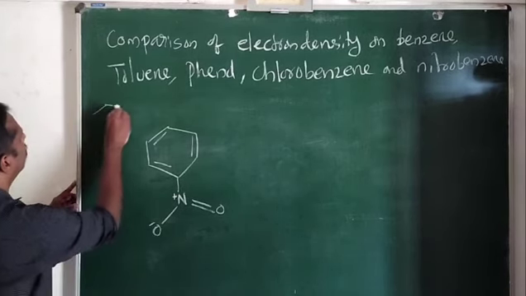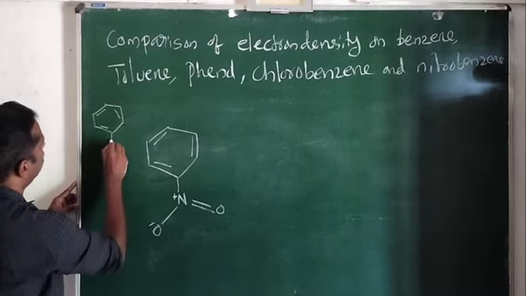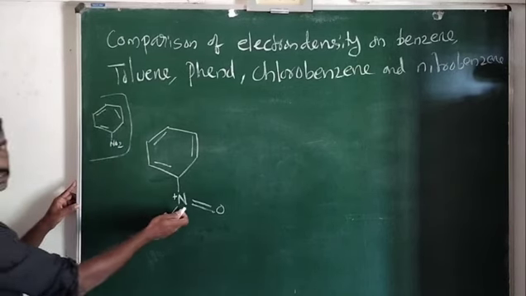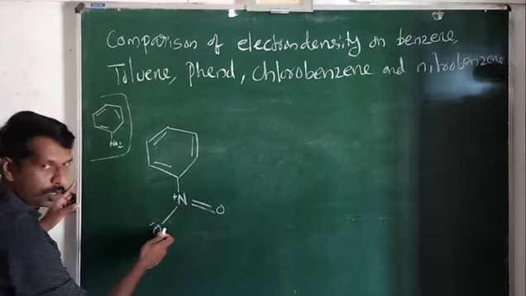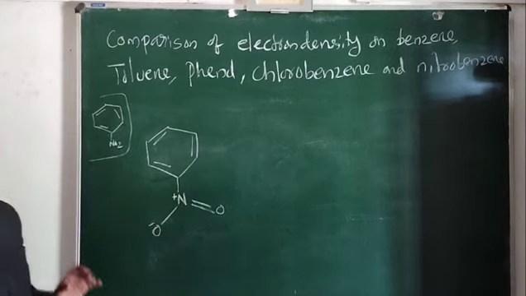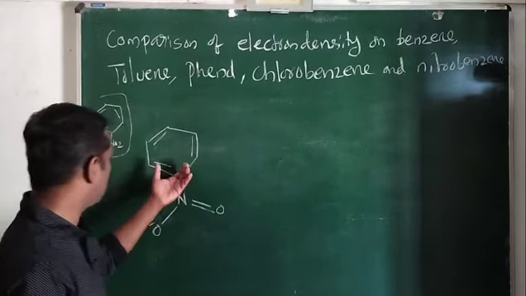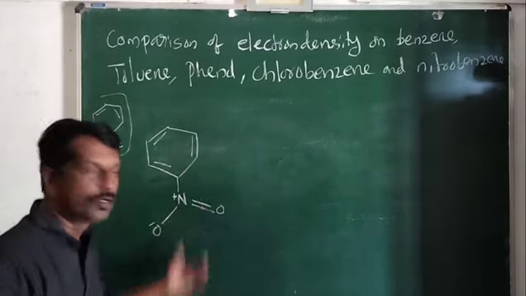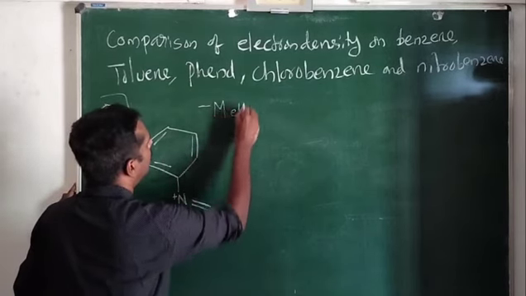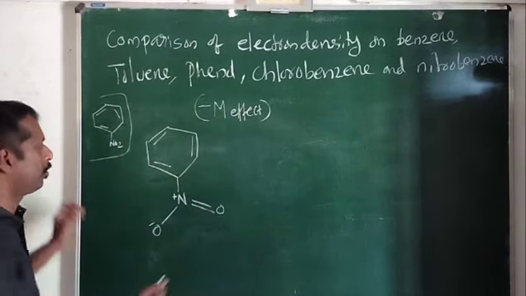Nitrobenzene, actually what is nitrobenzene? Nitrobenzene means this is NO2, and its actual structure is like this: N double bond O and single bond O, and nitrogen is having a positive charge and oxygen is having a negative charge. We have studied that the NO2 group is an electron withdrawing group, that means minus M effect, electron withdrawing effect. What do you mean by minus M effect?